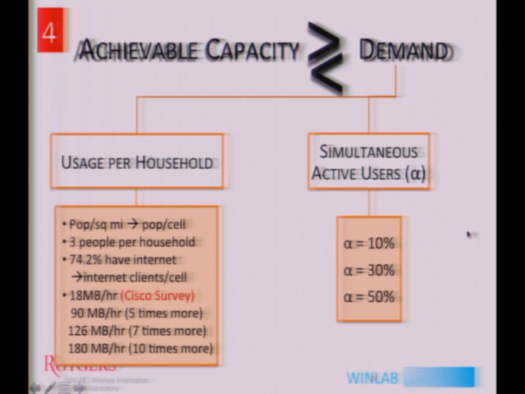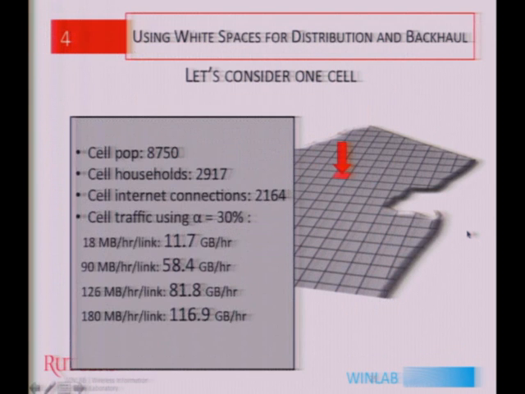On the other hand, we have the simultaneous active users, which means how many of these users are actually going to use internet at the same time. So we have 3 different parameters there: 10%, 30%, or 50%. So again, coming back to the same example cell, we have the population, the number of households, and the number of internet connections given there. As an example, we take the simultaneous users to be 30%, and with the 4 different scenarios we had, it comes out to these 4 different numbers.